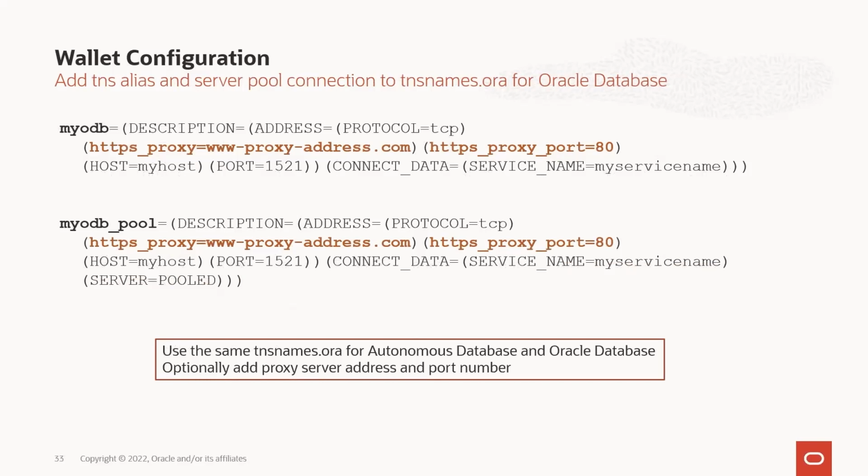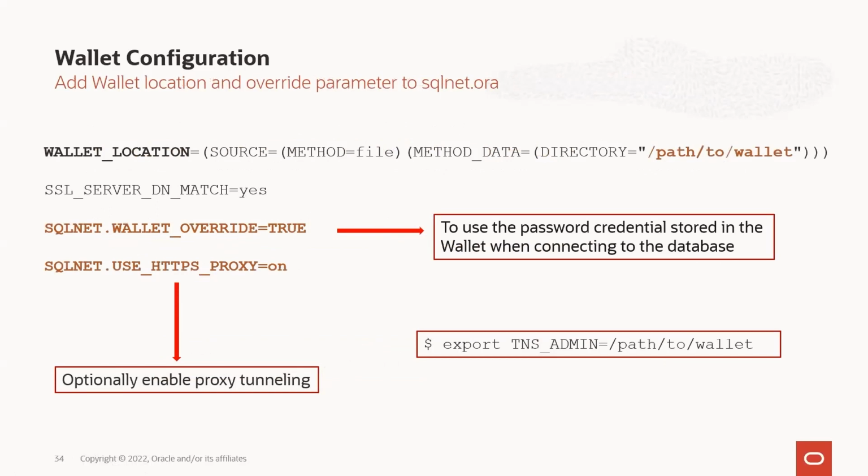For Oracle Database on premises, you will add the TNS alias and server pool connection to the tnsnames.ora in the wallet for Oracle Database as well. And this is just an example. In this case, the TNS alias is myODB, and then we're adding the pooled connection with server equals pooled for myODB pool.